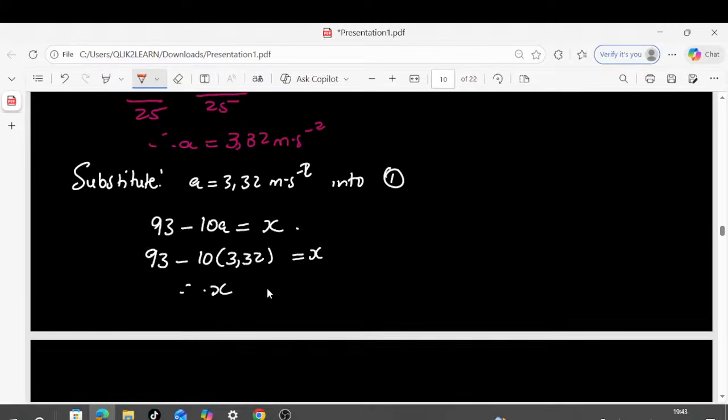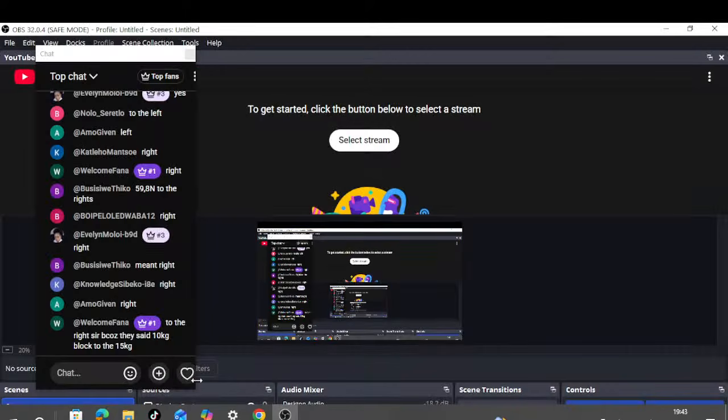So now this is equal to 50. We got 59.8 newtons to the right. Are you all with me? Are you all happy about that? Please guys, I need to see everyone saying to the right side, because they said 10 kg block on the 15.